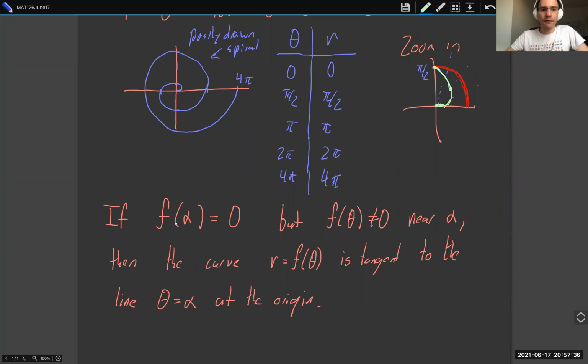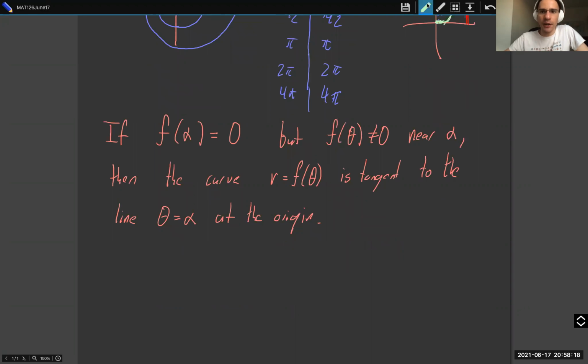So if f of alpha is equal to 0, but f of theta is not 0 near alpha. So if it's not always 0, if it's just 0 at this point, then we have a tangent to the line at angle alpha. In this case, f of 0 is 0, so there's a tangent to the line at angle 0. So do you see this feature? This is a very prominent feature of this graph. It curves in all the way around, right?